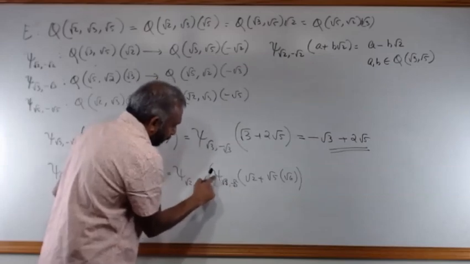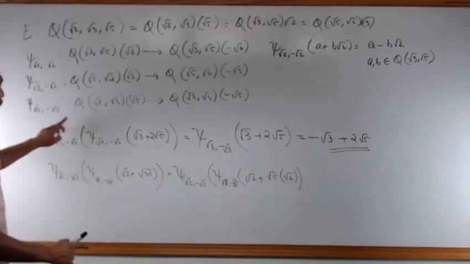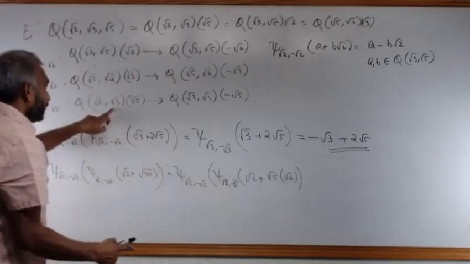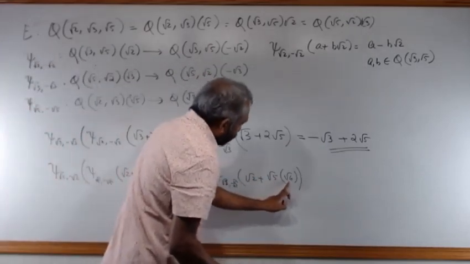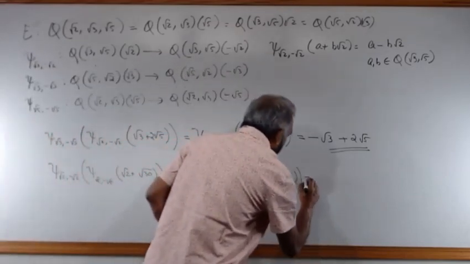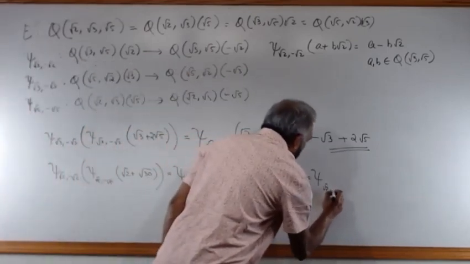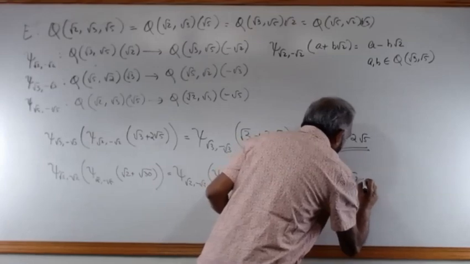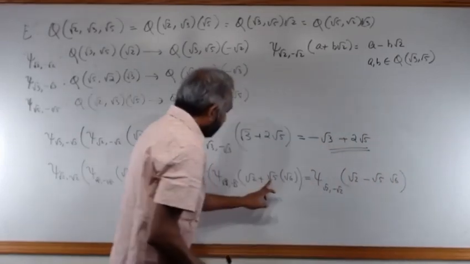Psi of root 5 comma minus root 5, its domain is Q of root 2 comma root 3. So root 2 is not going to change here. It is inside here. It is fixed. The only part which is going to change is here. This is actually root 2 and root 3, and that is also inside here. So this is going to be psi of root 2 comma minus root 2 of root 2 minus root 5 times root 6. This root 5 is going to change to minus root 5.